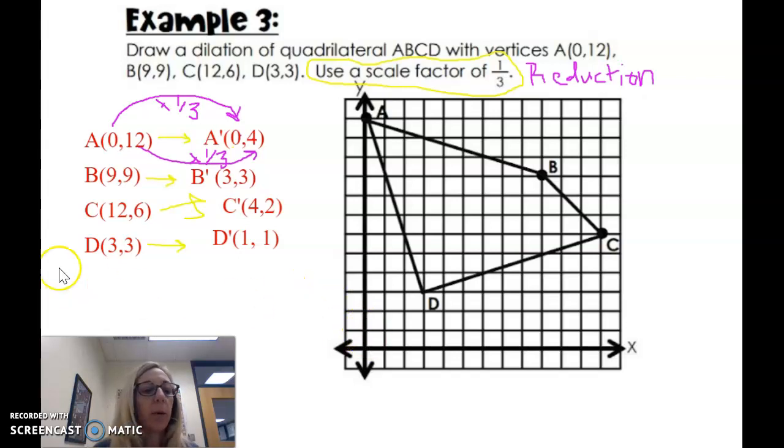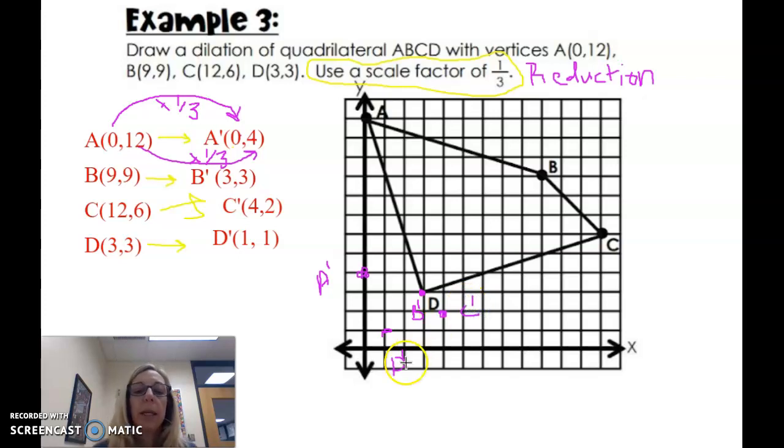So A prime is at 0, 4. Let me change my color here so you can see it. So 0, 1, 2, 3, 4. This will be A prime. B prime is now located at 3, 3, and that's a little bit confusing because it's in the same location as D, but that's okay. C prime is now at 4, 2. I think I did my B prime wrong, didn't I? Oh, no, I didn't. 3, 3. And last but not least, D prime is now at 1, 1, so we'll label that D prime. I want to make sure the C prime over here is kind of out.